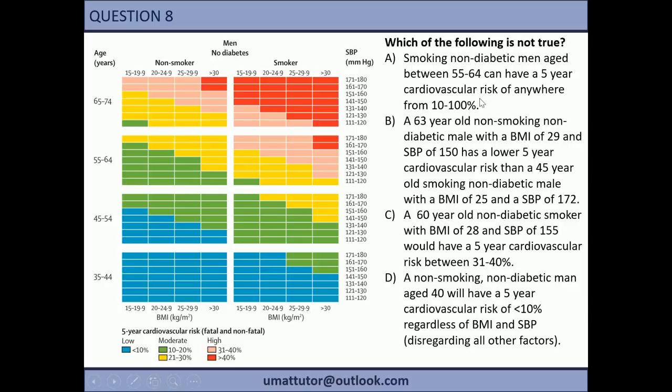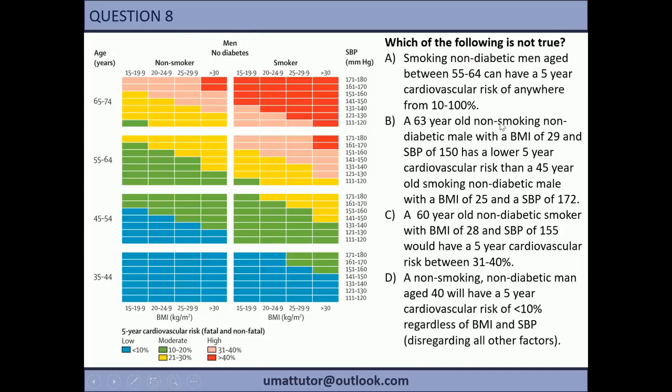So let's look at B. B gives us a pretty specific set of descriptions. So let's have a look. So 63-year-old non-smoking non-diabetic male, BMI 29, blood pressure 150. So non-diabetic male is good. That's what the table is looking at after all.